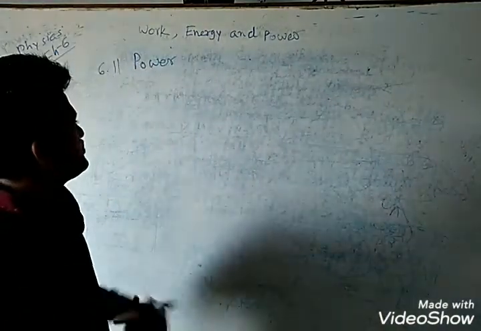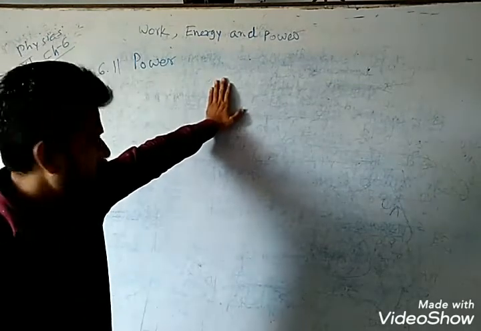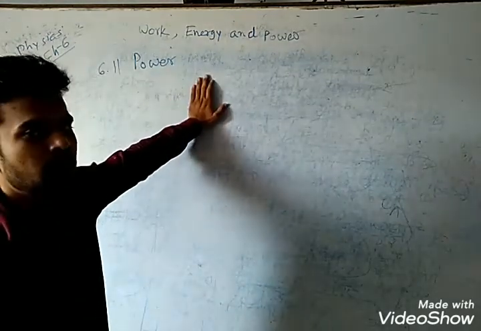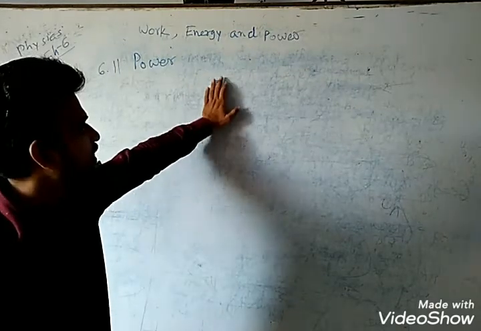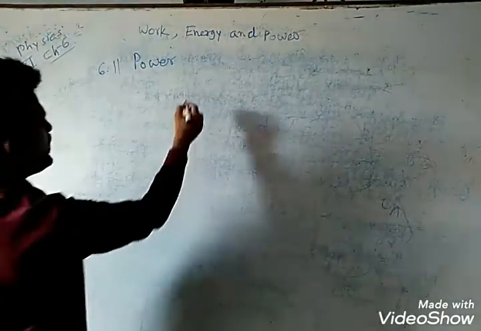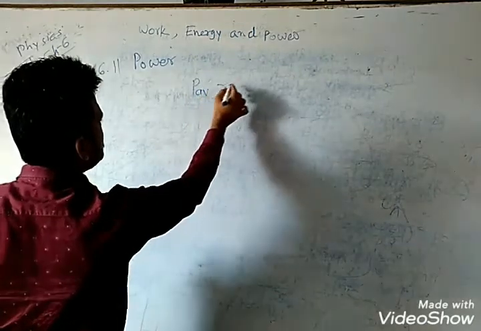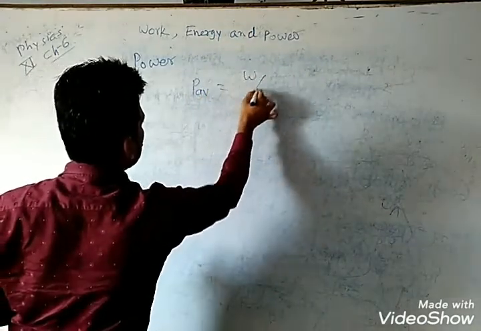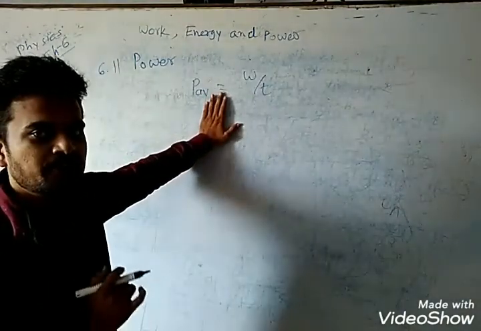Next topic 6.11, power. Average power is the ratio of work to the total time taken T. So average power P average is equal to W upon T. This is the average power.